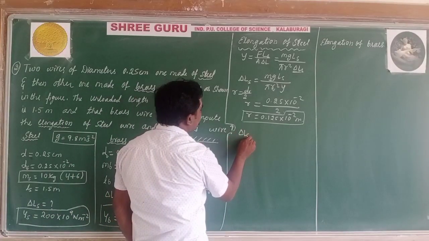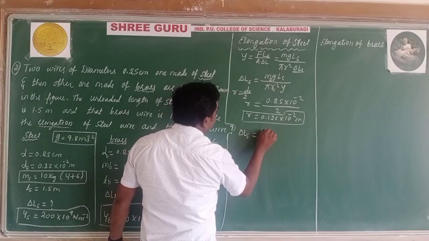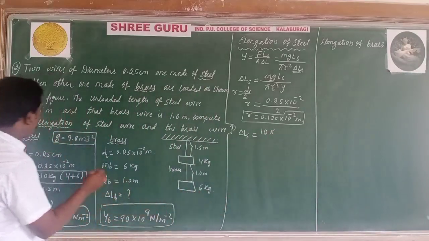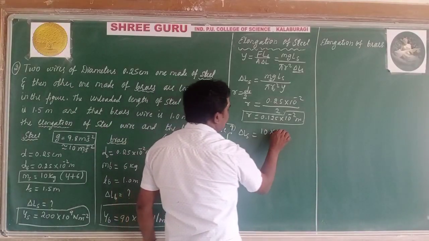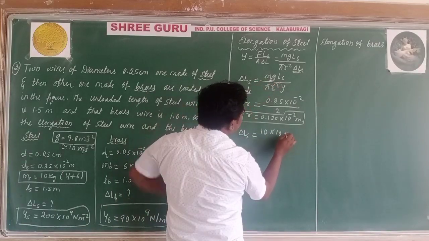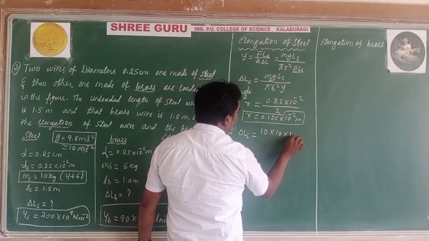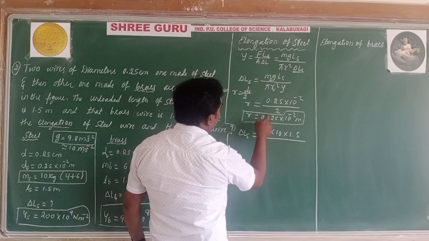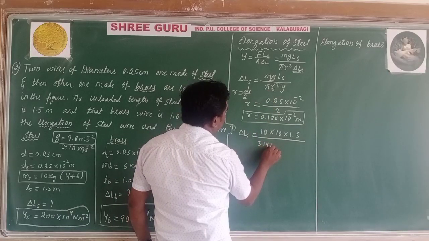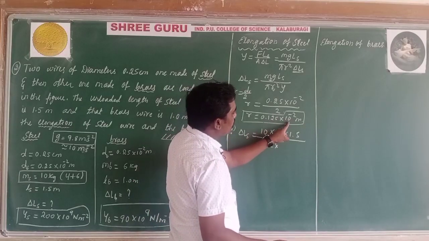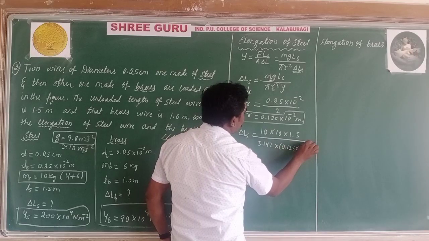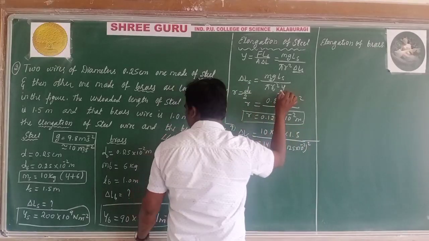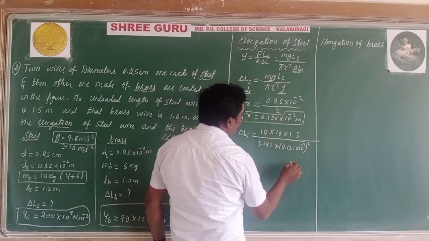Now substitute the values. Delta LS is equal to M is 10, and the approximate value for G is 9.8, which is also nearly equal to 10. That's why I am directly considering 10 meter per second square. Now LS, the length of the steel rod, is 1.5, divided by pi, that is 3.142, and R value is 0.125 into 10 raised to minus 2 whole square. Now remaining is Young's modulus. What is the Young's modulus for steel rod?